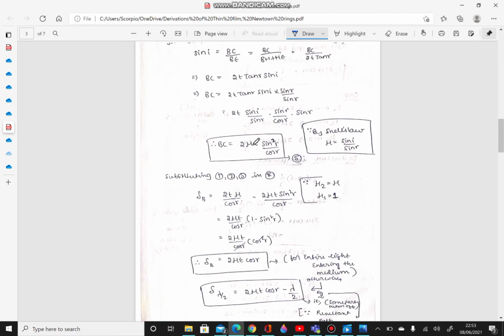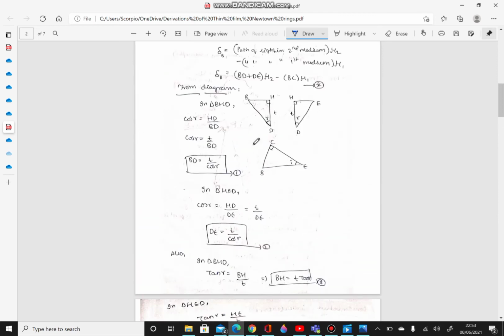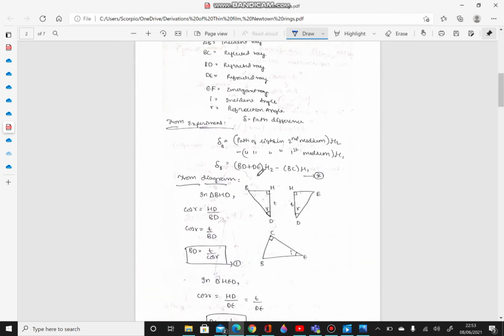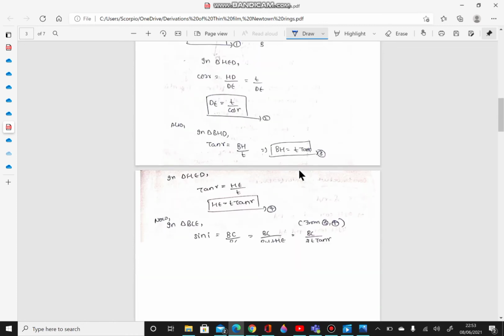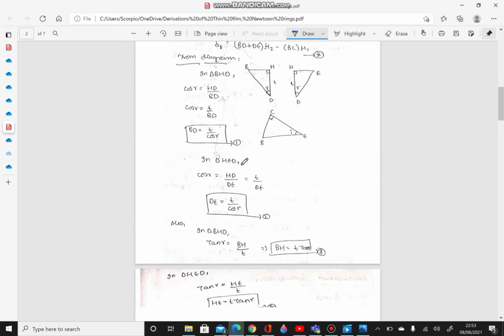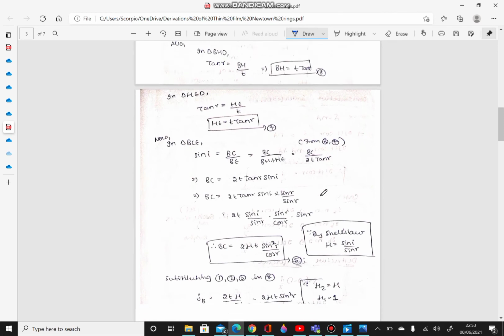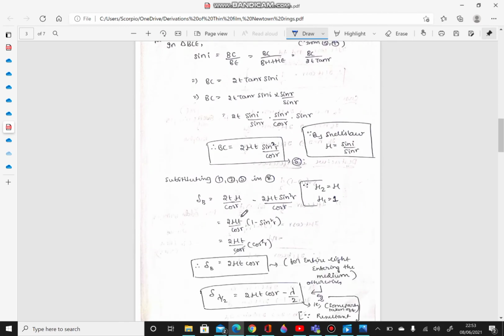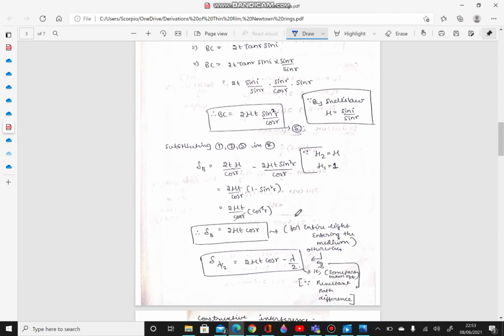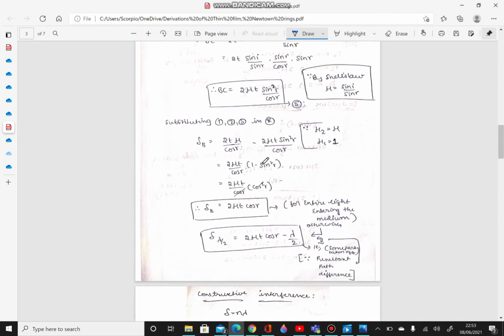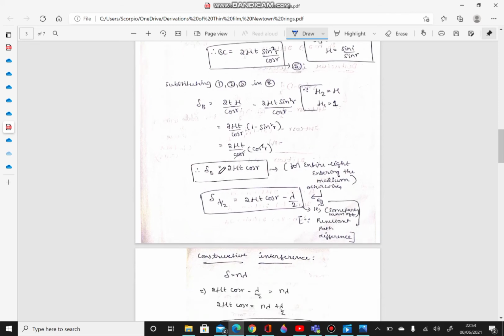Now substituting the values of the unknowns in the path difference equation, that is BD, DE and BC, from equation 1 for BD, equation 2 for DE, and equation 5 for BC, we get the path difference equation like this. Solving this, 1 minus sin square r equals cos square r, since sin square r plus cos square r equals 1, so we'll write this as this. These two get cancelled and we get the path difference formula as 2 mu t cos r.